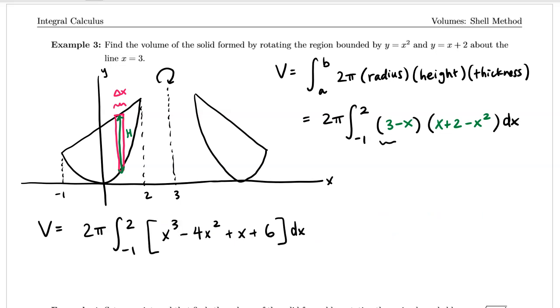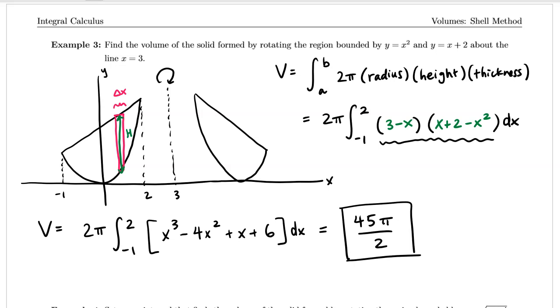Okay, so I've taken my integrand and expanded it out. Now we have 2 pi times the definite integral from negative 1 to 2 of x cubed minus 4x squared plus x plus 6, all times dx. I'm just going to let you know that if you evaluate this integral, it comes out to be 45 pi over 2. So that is the volume of this three-dimensional shape.